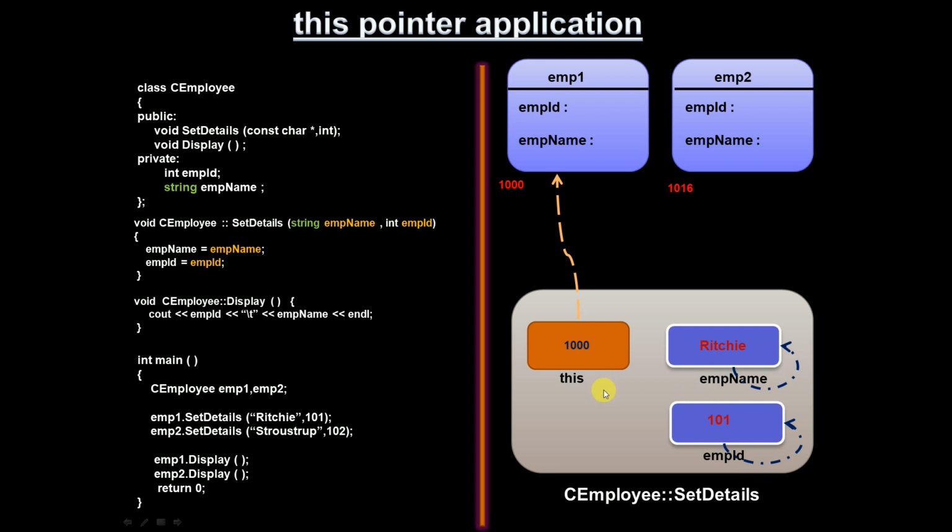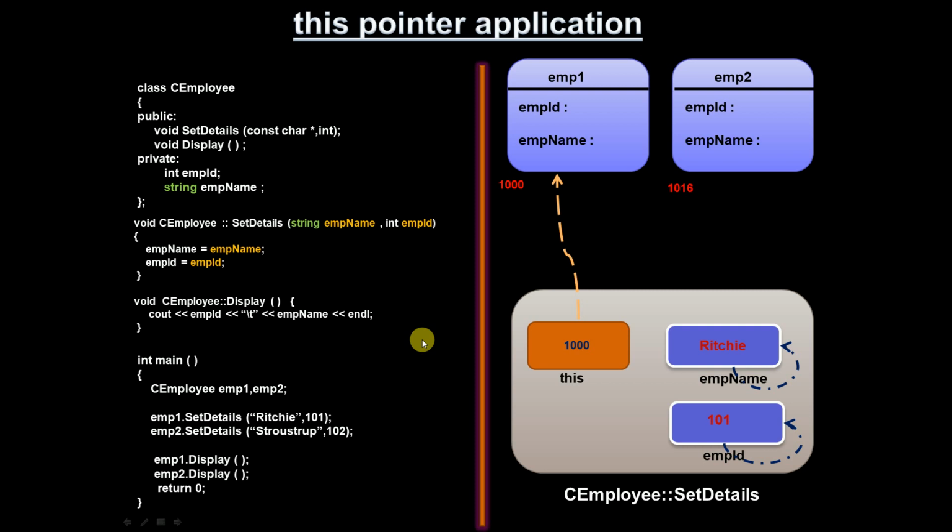Now once you come out of this stack frame, what will happen? Stack frame will get deleted, and the values now you are printing with display. Same thing for emp2 dot set details also. When you say emp1 dot display, nothing is initialized and it is having the garbage values. We are getting the garbage values now.